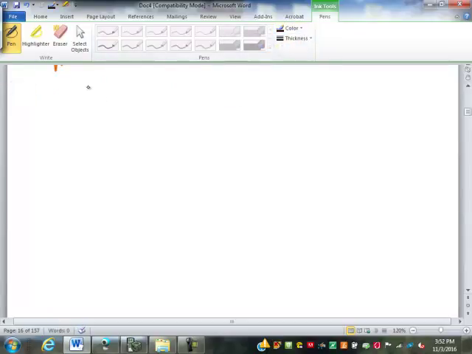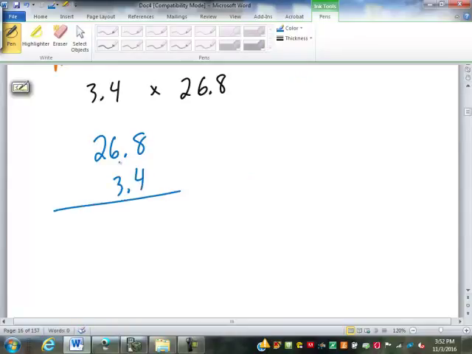So in your notes, I want you to try 3.4 times 26.8. I'm going to give you a hint right off the bat. You can, when you multiply, change the order of the numbers. I'd put the 3.4 second. It'll save you some time.